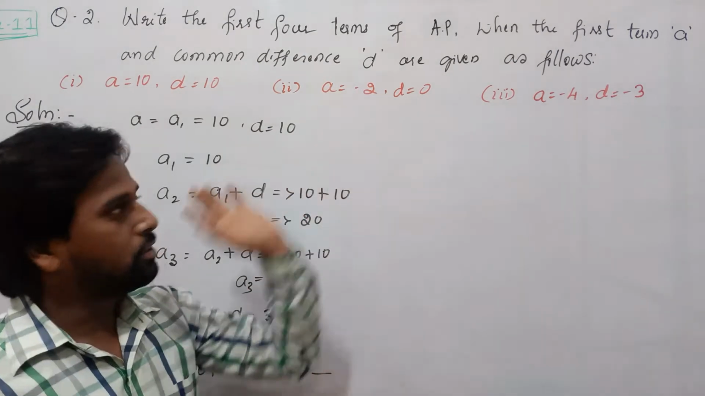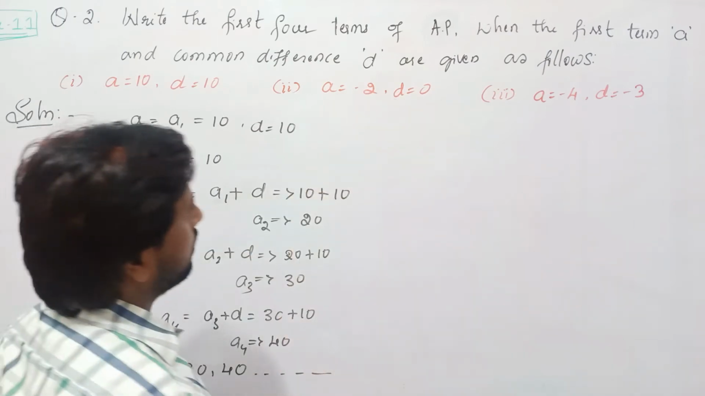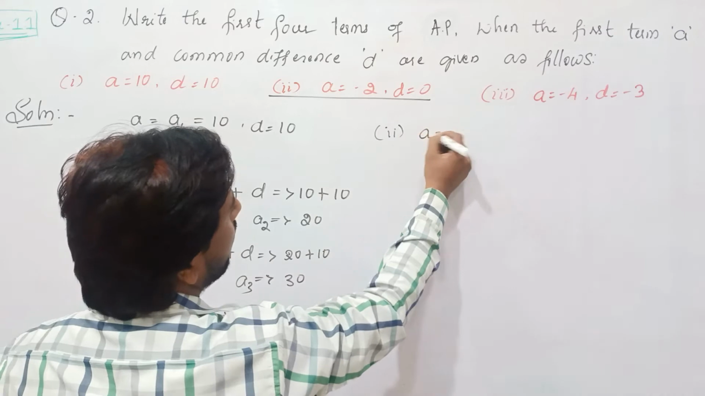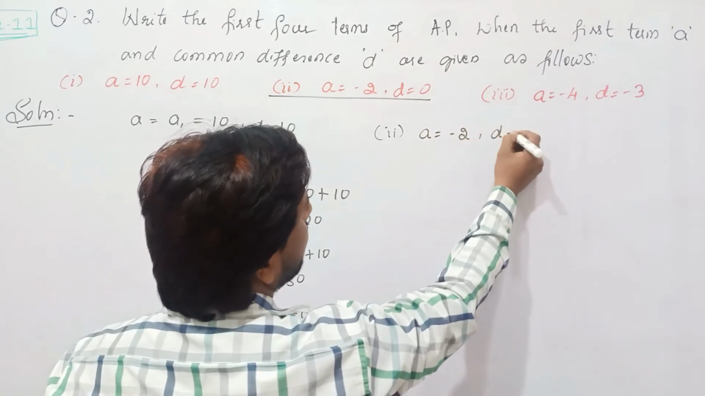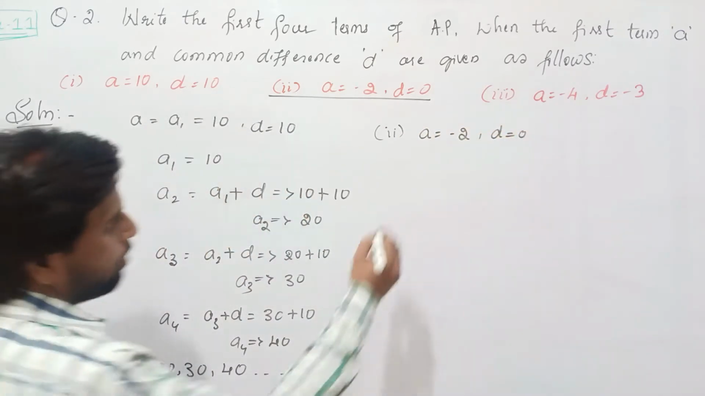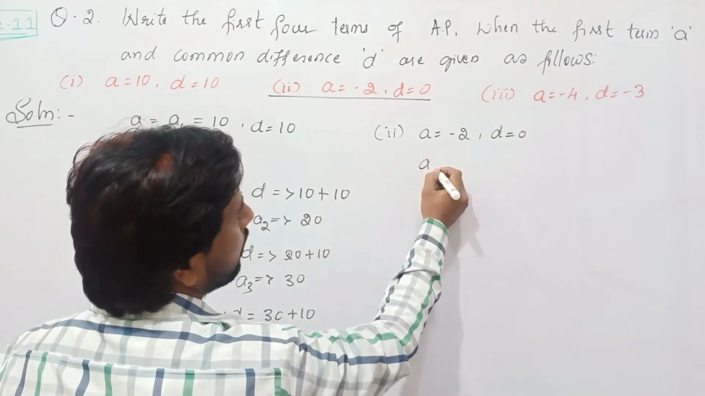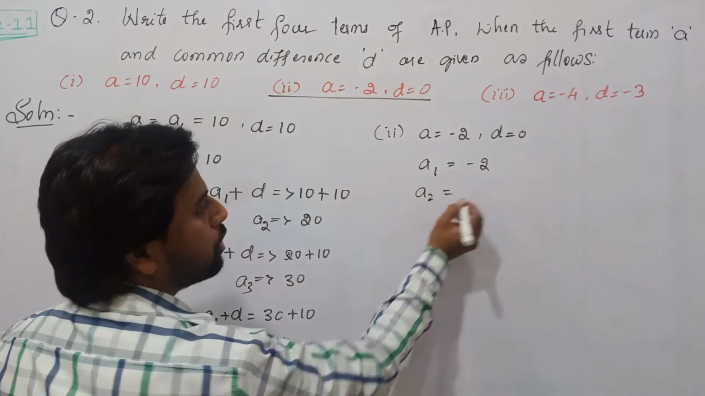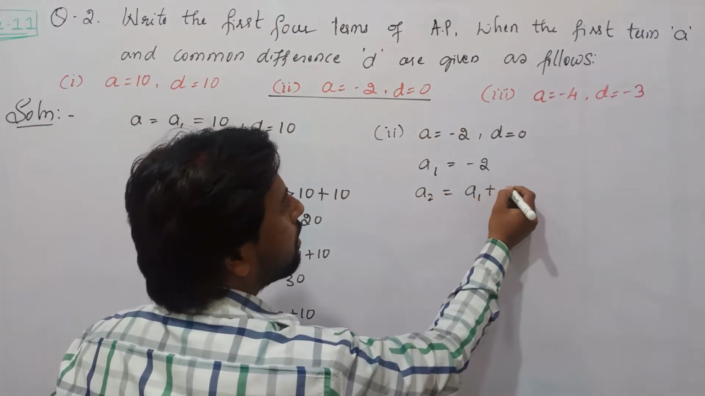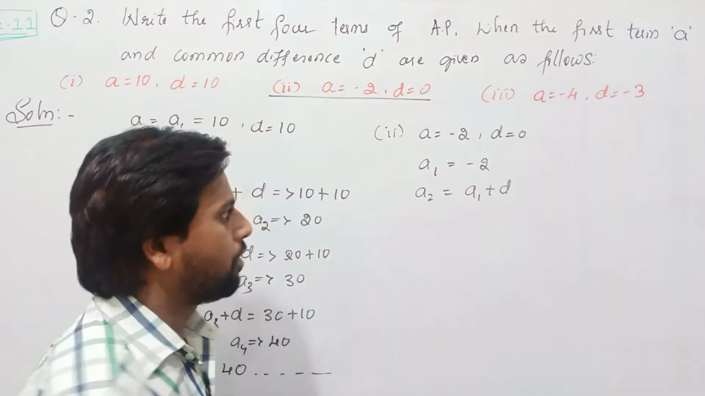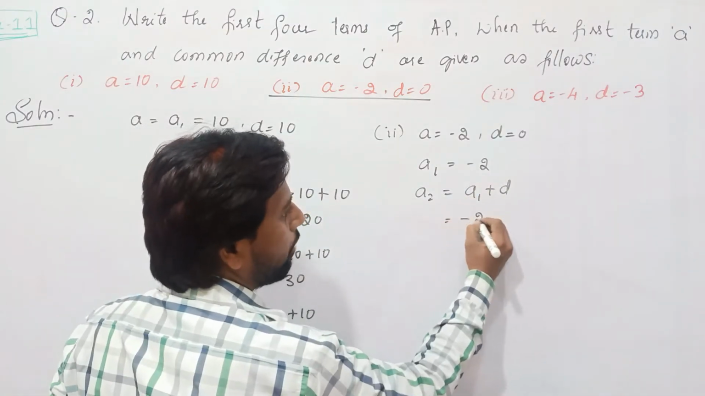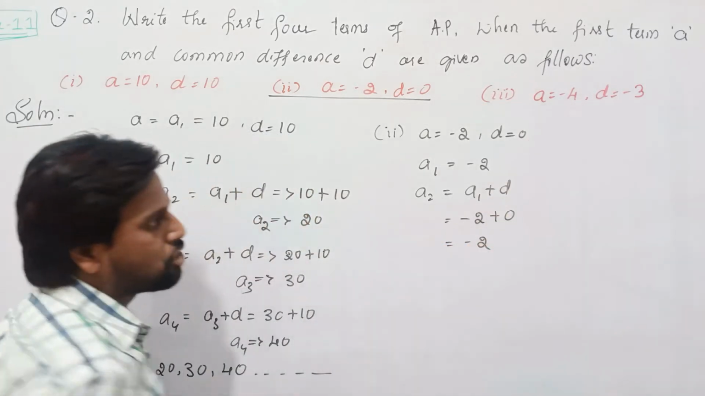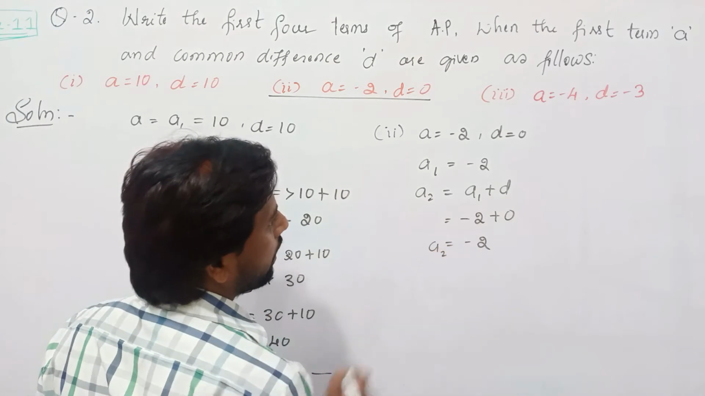Okay, let's go for the second question. I will write it here one more time. Second one: A is equal to minus 2 and D is equal to 0. Same rules again, students. A1 is given as minus 2. If you want A2, you need to find A1 plus D, that is the common difference. A1 is minus 2 plus the common difference 0. So what is your answer? Minus 2. So that is A2.